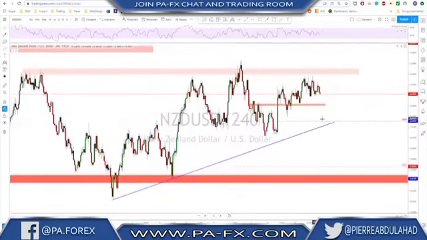For our time frame, I will keep following this possible trend line here. As long as there is no break below it, there is a possibility for a continuation.